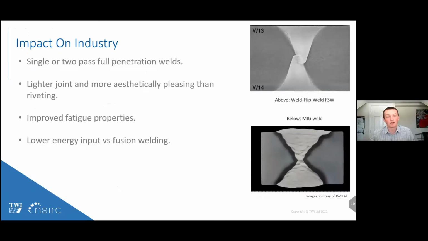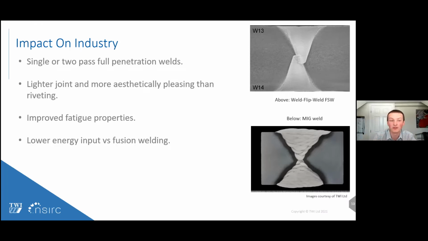But how is this all going to impact on industry? Well, what we've been able to show during this project is that friction stir welding is capable of welding 50 millimeter thick material in just 1 or 2 passes. So in the image on the screen here, you can see that the friction stir welding has done it in 2 passes, and we've got a full penetration weld. If you compare that to the MIG weld at the bottom of the screen, that was a 42 pass weld. And so not only is your manufacturing time significantly longer in the MIG weld, but also you've got to consider other factors such as distortion and how that will impact the reworking costs after you've welded it.